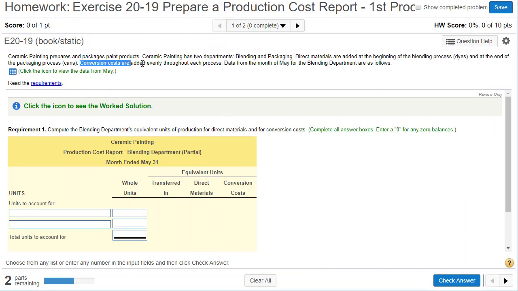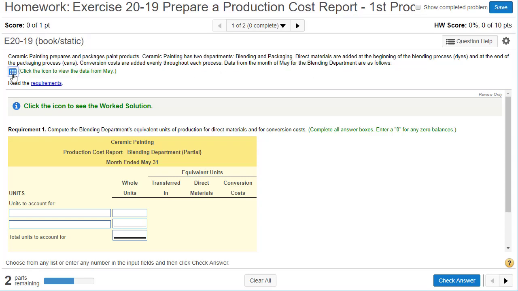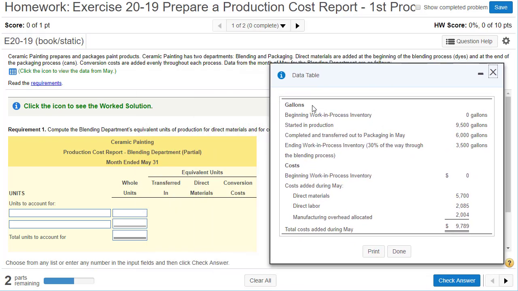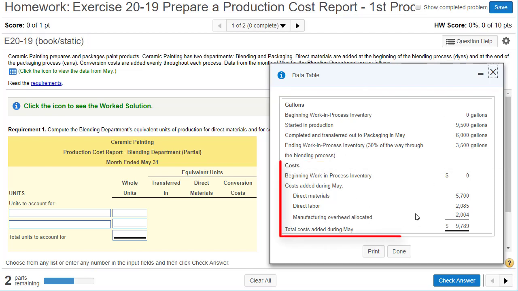So continuing, conversion costs are added evenly throughout the process. Data for the month of May for the blending department are as follows. So here's our data. Notice the data is split up into units, which is gallons. And then we've got our costs. So the first part of the production cost report are the units. So we're only worrying about units. So we don't have to worry about these costs for now.